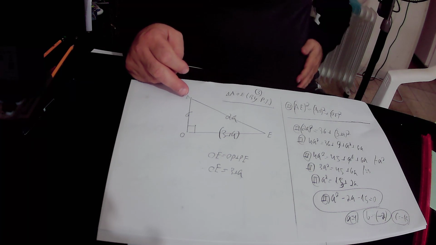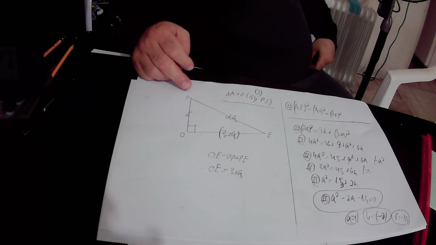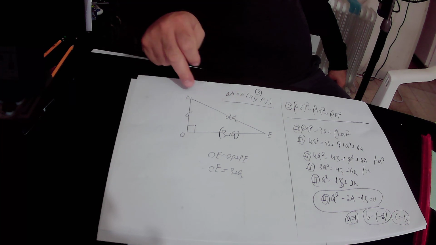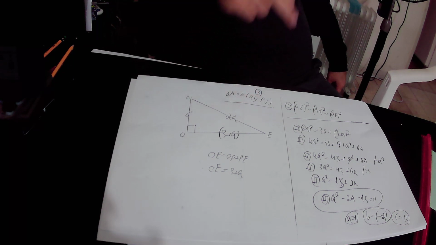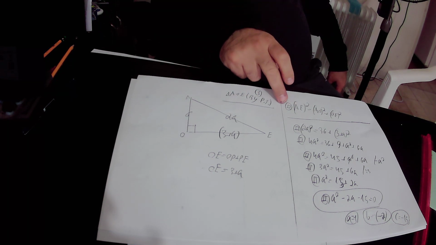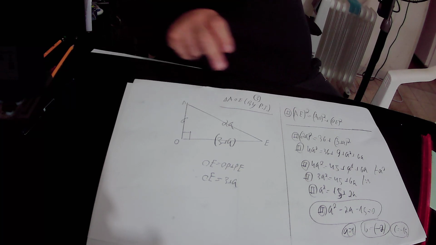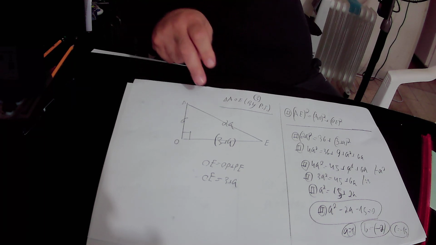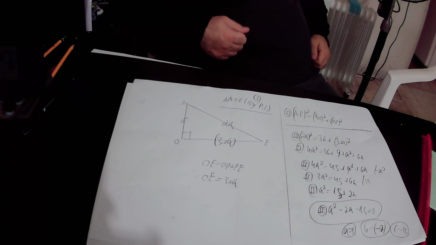Then we implemented the Pythagoras theorem on this right triangle, triangle AOE. According to the Pythagoras theorem, the square of the hypotenuse equals the sum of the squares of the perpendicular sides. That is to say, the square of the hypotenuse is AE squared, and it is equal to AO squared plus OE squared. AE equals 2A, so AE squared is 2A squared. AO equals 6, so AO squared is 36, plus OE squared. OE equals 3 plus A, so OE squared is 3 plus A squared.